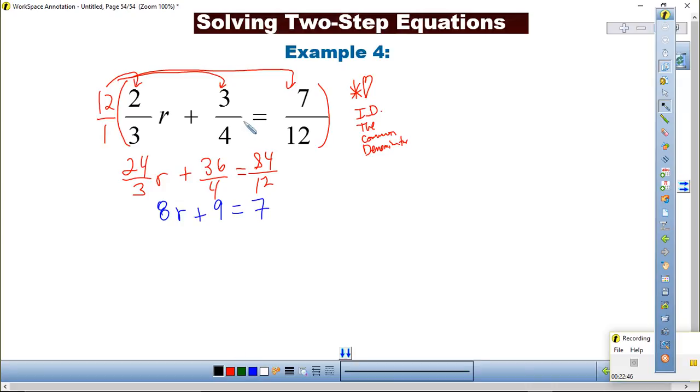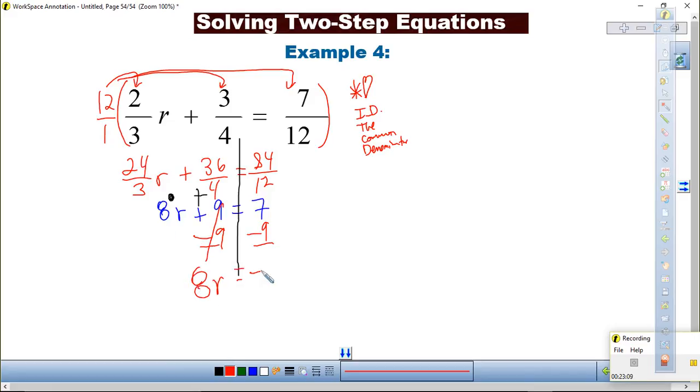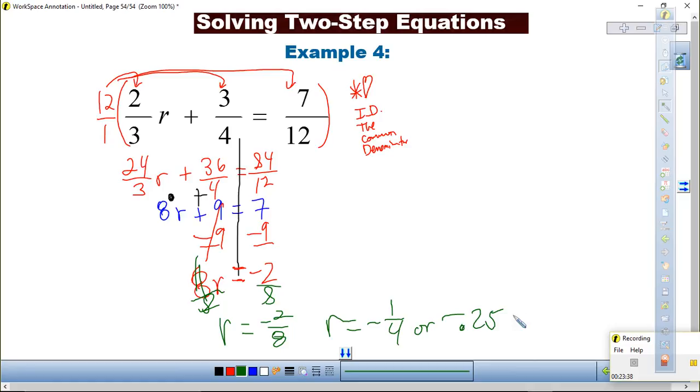So from here, we draw a line down. What operations do we see? Multiplication and addition. So where do I start? Addition. So what do I do at that step, Alyssa? Subtract 9. This becomes 8r equals negative 2. Continue, Sebastian. Divide by 8 on both sides. R equals negative 2/8. Am I done? No. So therefore, r is equal to what, everyone? Negative 1/4 or negative 0.25.